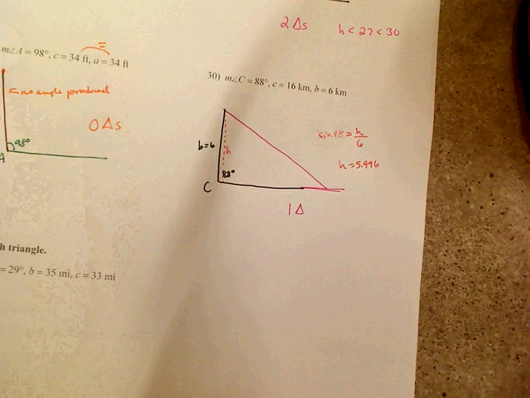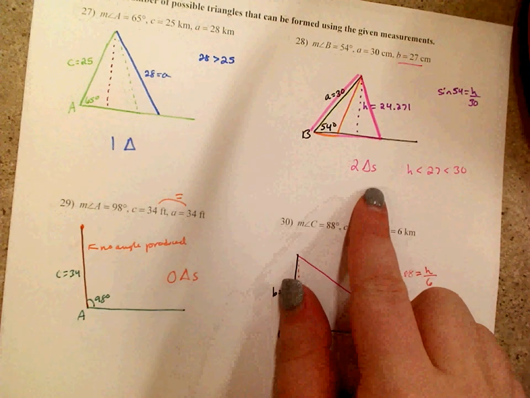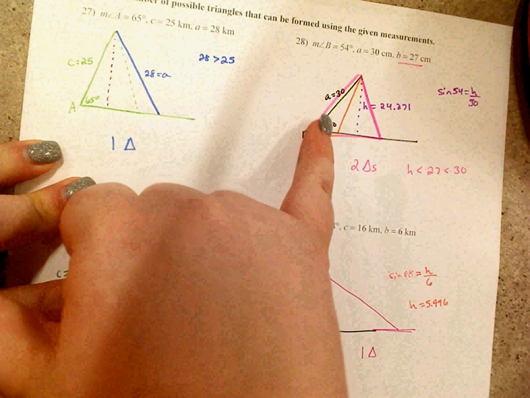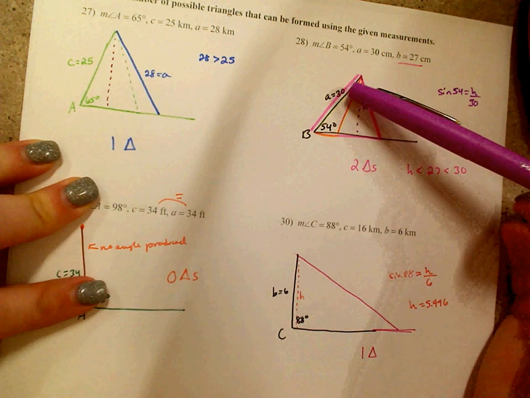So the only time you have 0 or 2 triangles is if the side length across from the given angle is between the height and the side coming off of the angle.